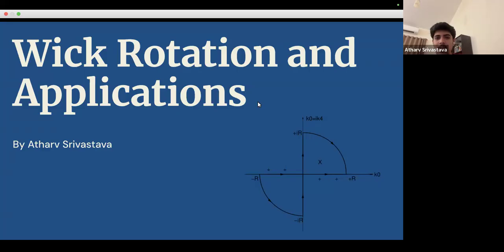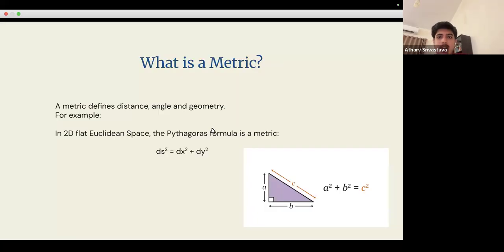Firstly, before we get into that, what is a metric? Basically, a metric defines distance, angle, and geometry. For example, if you consider 2D flat Euclidean space, then the Pythagoras formula is a metric: ds squared is equal to dx squared plus dy squared. That defines the geometry of that space. You can find the displacement between two points using this formula, and that's the simplest example of a metric.